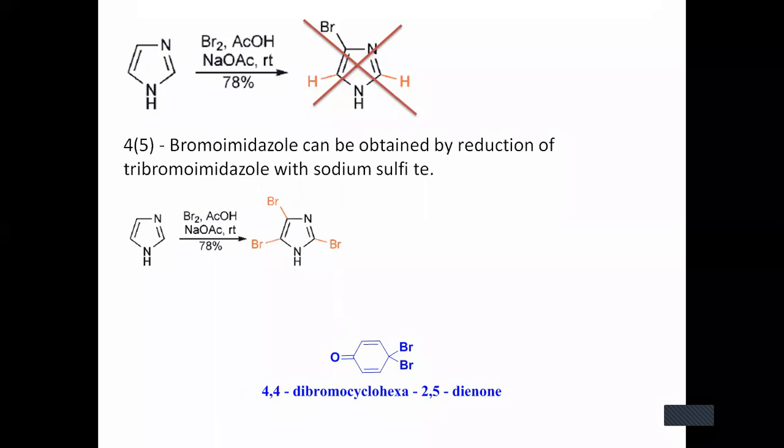First of all, do the simple bromination, and then after getting the tribromo compound, you react it with sodium sulfite, Na2SO3, and heat it. Selectively, the 2 and 5 position bromines are replaced, because Na2SO3, being a reducing agent, removes bromine and will give you this 4-bromo imidazole, or monobromo imidazole.